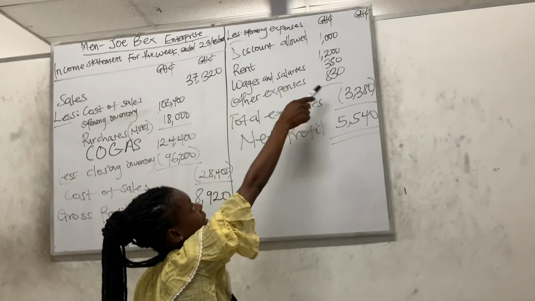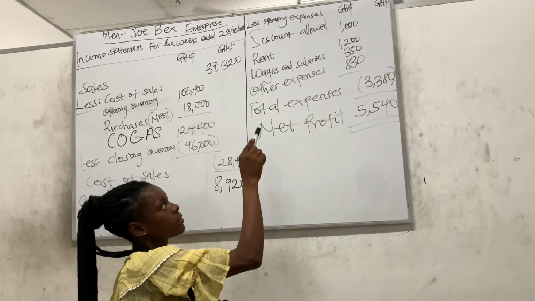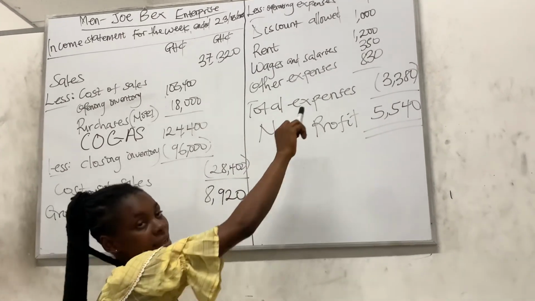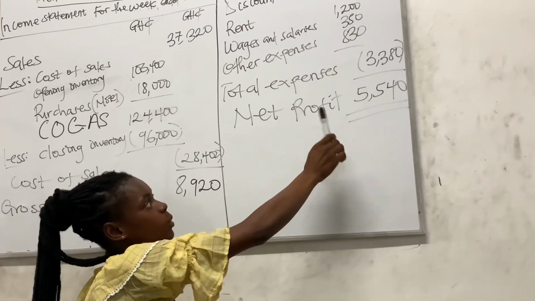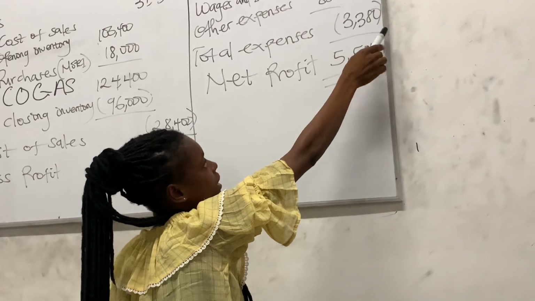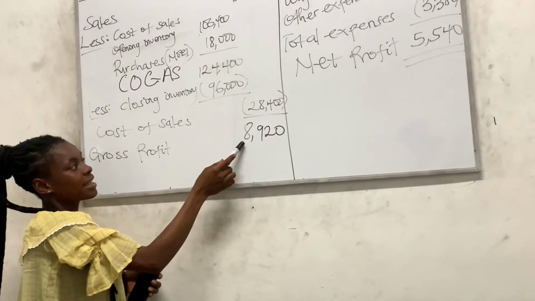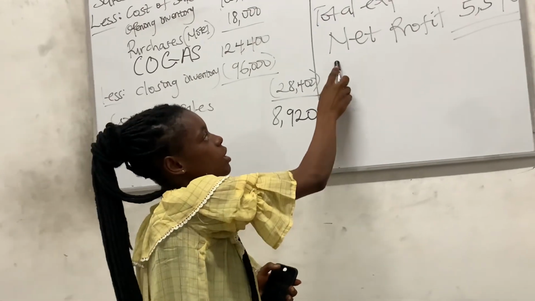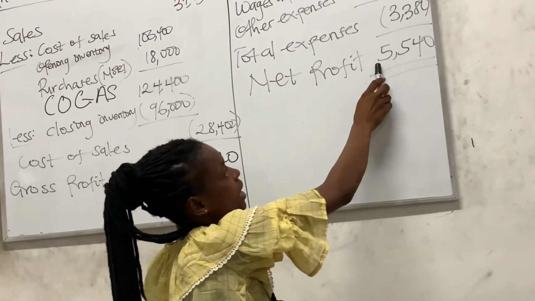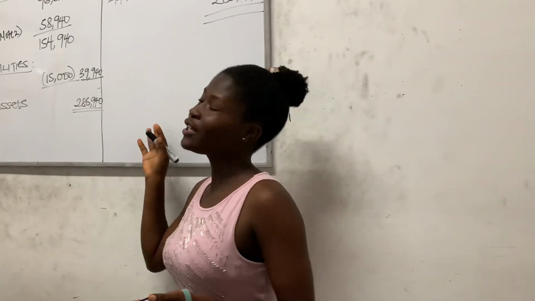So we have our discount allowed, which is 1,000, rent 1,200, wages and salary 350, other expenses 830. You sum all this together to get your total expenses, which is 3,380. You then less these total expenses from your gross profit, which is 8,920. So you less 3,380 from 8,920. Then you get your net profit, which is 5,540.